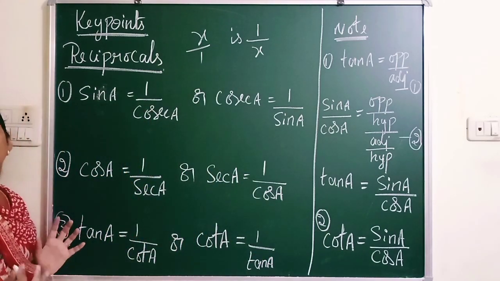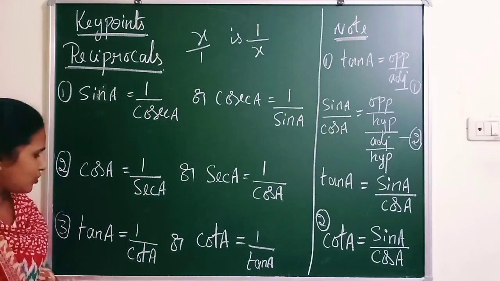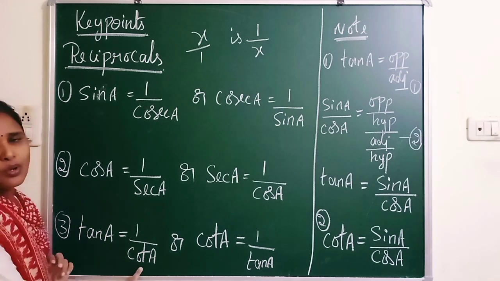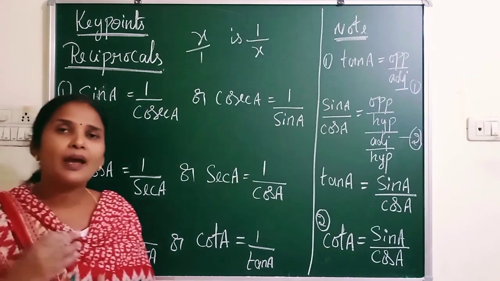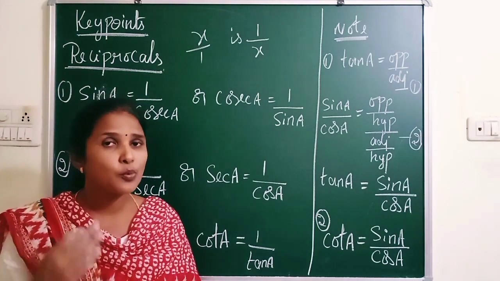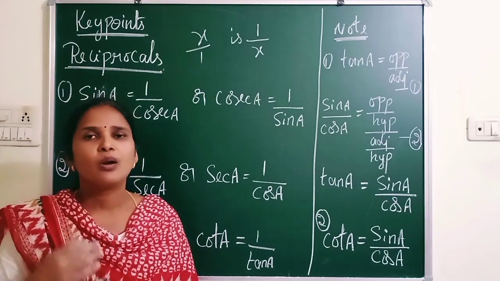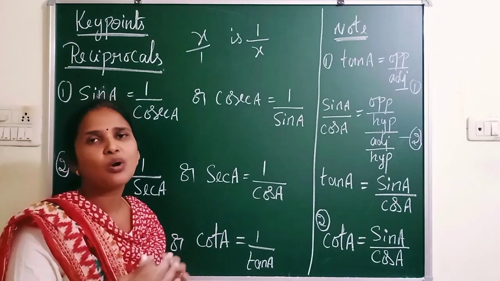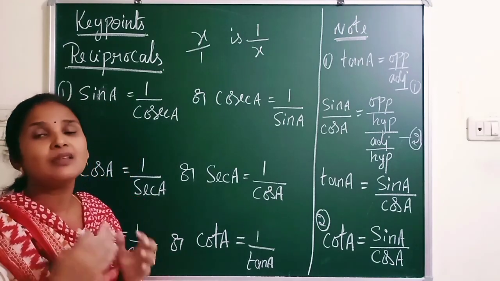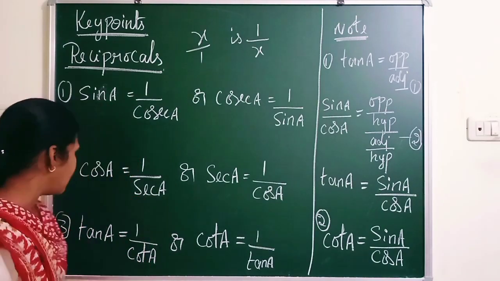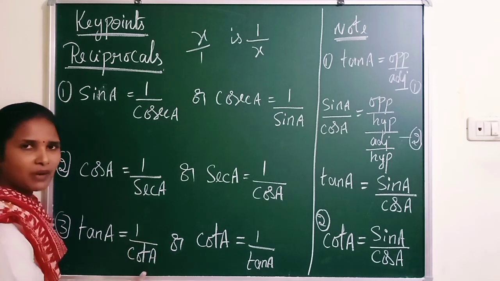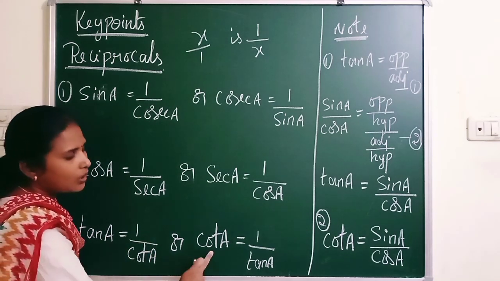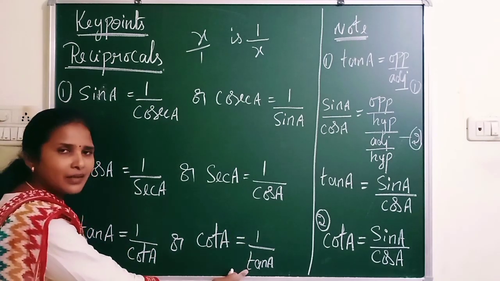The next relationship among the 6 ratios is between tan and cot. As you know, tan is opposite by adjacent, and cot is adjacent by opposite. So tan and cot are reciprocals of each other. So tan A equals 1 by cot A, or cot A equals 1 by tan A.